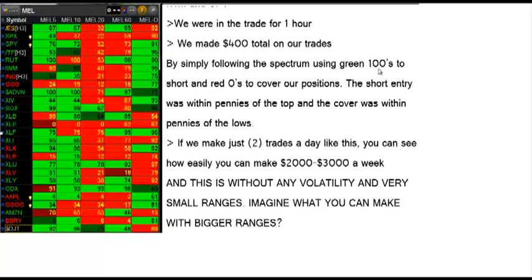Now, when we took our positions, we were within pennies of when the turn came, when these were all touching 100. And when we covered these, they were within pennies of the low. So it told us when to get in and when to get out, and that's how simple this system is. You really just follow these color-coded things, look for support and resistance, and take the trades.